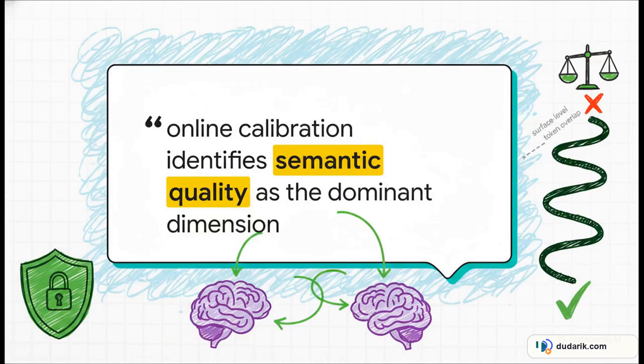I really want to highlight this specific insight before we wrap up. Because PoQ-Judge uses online calibration, it identifies semantic quality as the dominant scoring dimension. Why does that matter for you? Because it means the system actively avoids being gamed. A malicious node operator literally can't just submit a fake answer that has high surface-level token overlap to trick the system. The judge is actually weighting the features that matter, the true semantic meaning. That makes it incredibly robust for distributing your proof of quality rewards securely and fairly.